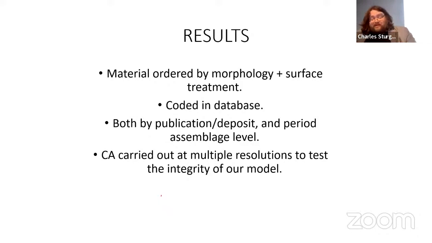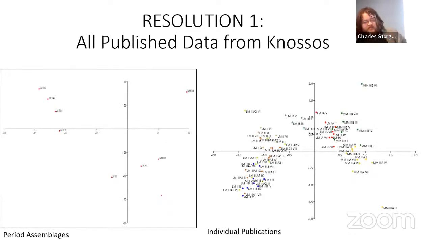By recording our information both at the level of the individual publication as well as at the period level, it means we can run our correspondence analysis at multiple levels of data resolution by flexibly removing or adding contexts or types to see whether any of the biases we have discussed fundamentally altered our model. Now for some of the results of our analysis.